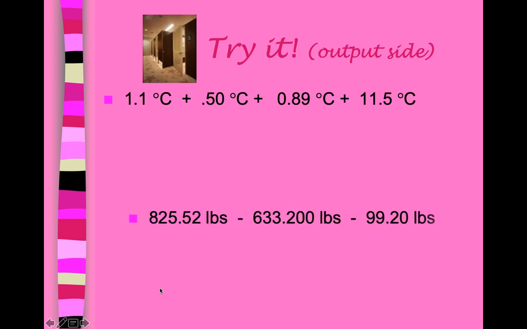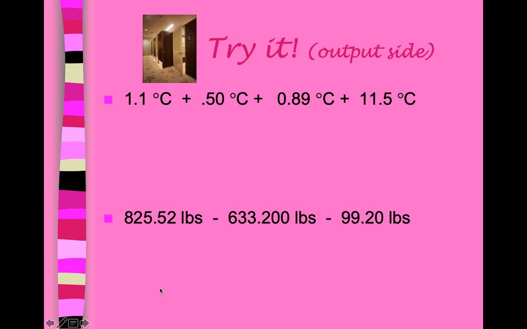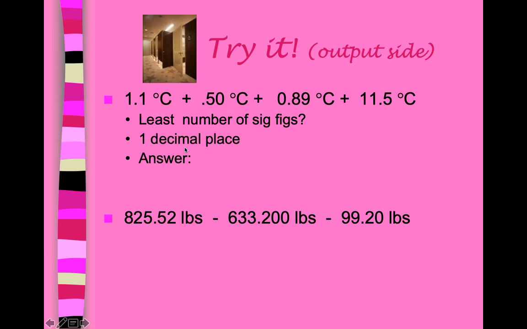Try a couple more. So pause the video, do these answers, and then we'll compare. Go ahead. All right. The least number of sig figs, you have to notice that we're adding. So since we're adding, sig figs means decimal places. 1 decimal place, 2 decimal places, 2 decimal places, 1 decimal place. I'm allowed 1 decimal place in my final answer. So when you add it all up on your calculator like normal, your answer gives you this, 13.99. But I'm only allowed 1 decimal place.